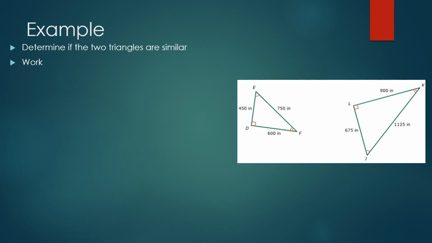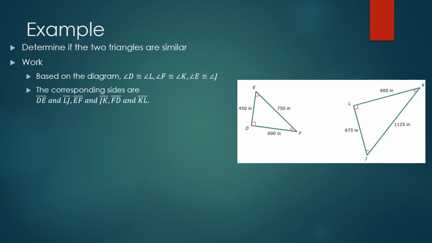Now we're going to look at an example of two triangles being similar. Here we have two triangles, so let's look at some work. If we look at the diagram, we see that angle D is congruent to angle L, angle F is congruent to angle K, and angle E is congruent to angle J. Therefore, the corresponding sides are side DE and side LJ, side EF with side JK, and side FD with side KL.